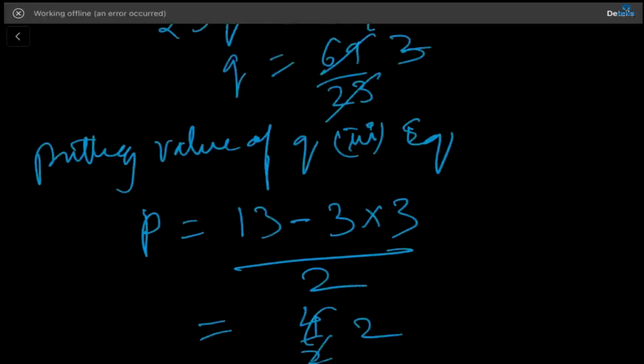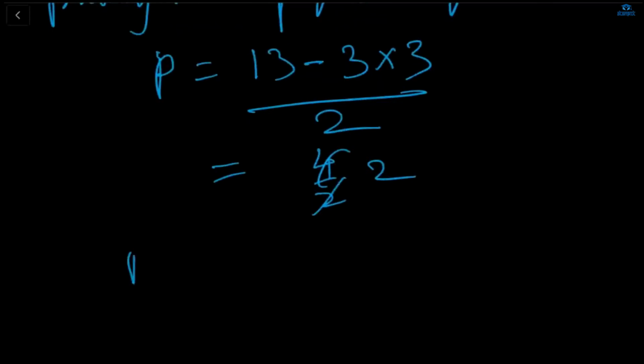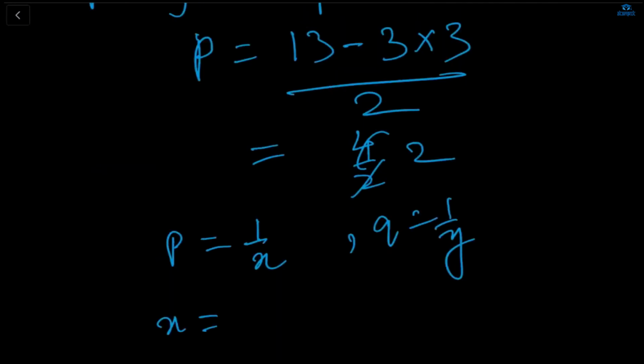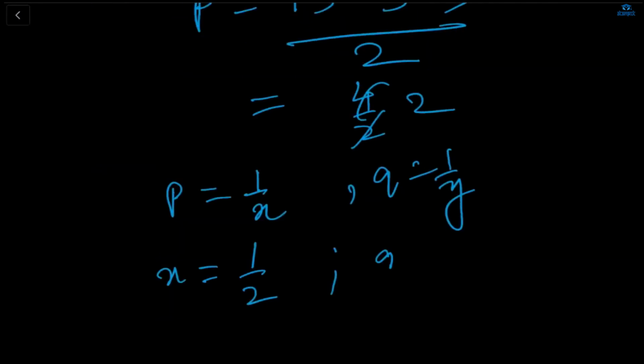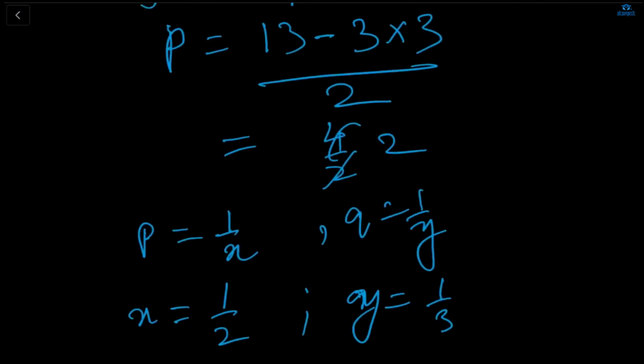Now we have assumed P is equal to 1 upon X and Q is equal to 1 upon Y. With the P value you have got, you will write X, and then Y is equal to 1 upon 3. Got this? Is the substitution method also clear? Both the problems are solved.